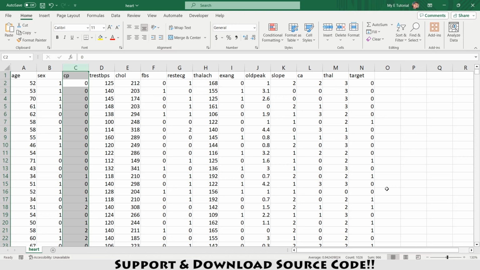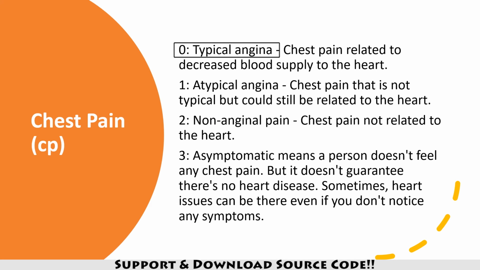The third column of the dataset is CP, chest pain. Basically, we have 4 chest pain types. The first one is typical angina. Typical means simple, common. So this is a common chest pain, related to decreased blood supply to the heart. Atypical angina is chest pain that is not typical but could still be related to the heart. This is not a common one, but it is related to the heart.